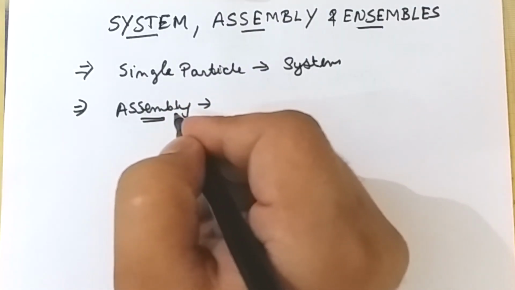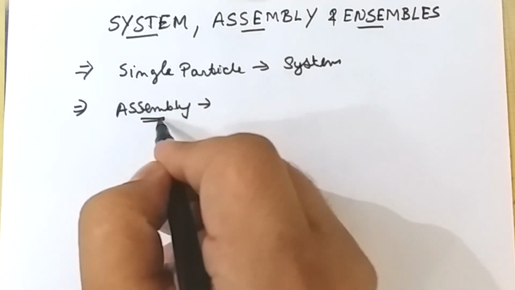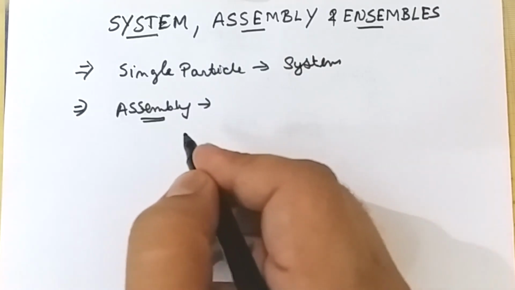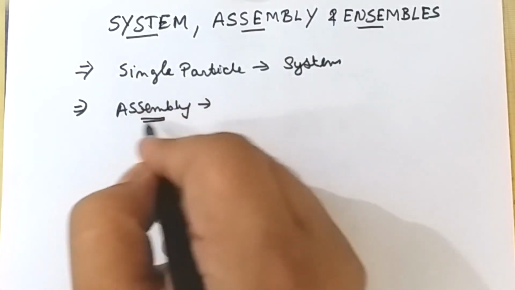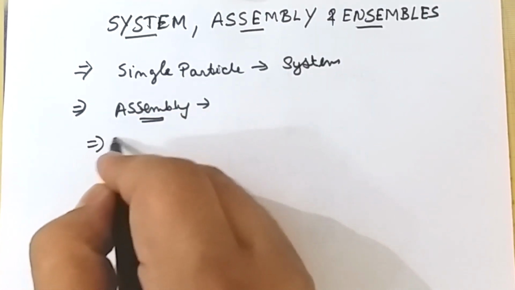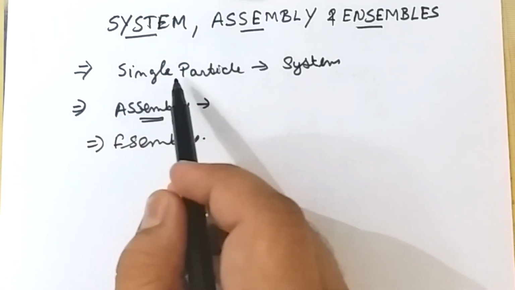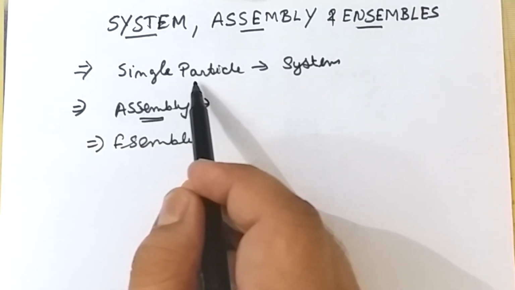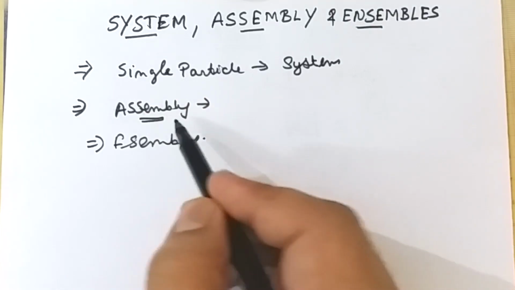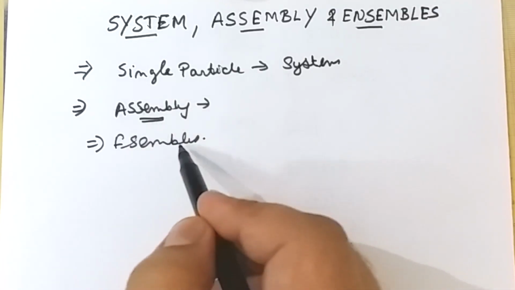And an ensemble is the collection of a very large number of assemblies. These assemblies are independent of each other, but they have been made macroscopically equal. So the individual particles that we are studying are our system. Those individual particles come together to form an assembly, and those independent assemblies which are made macroscopically equal to each other, when they combine, form ensembles.